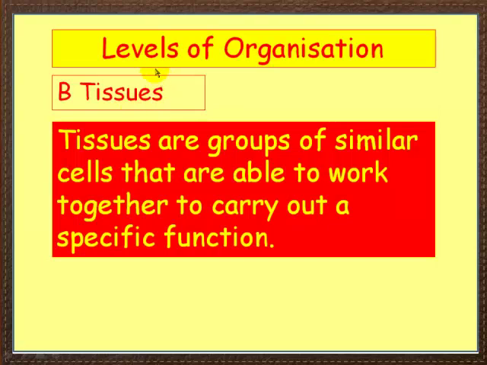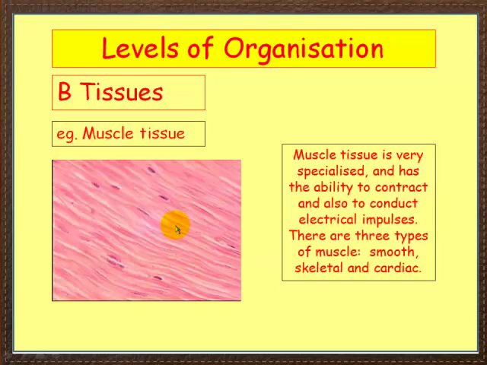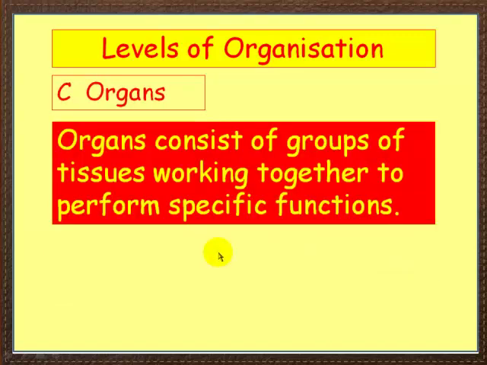Now the next step up in terms of organisation from the cell is the tissues. Now tissues, as it says here, are groups of similar cells able to work together to carry out a specific function. Let's look at an example. Here is muscle tissue. Now muscle tissue consists of muscle cells, very specialised, and these cells have the ability to contract and also conduct electrical impulses. There are three types of muscle: smooth, skeletal and cardiac, around the heart.